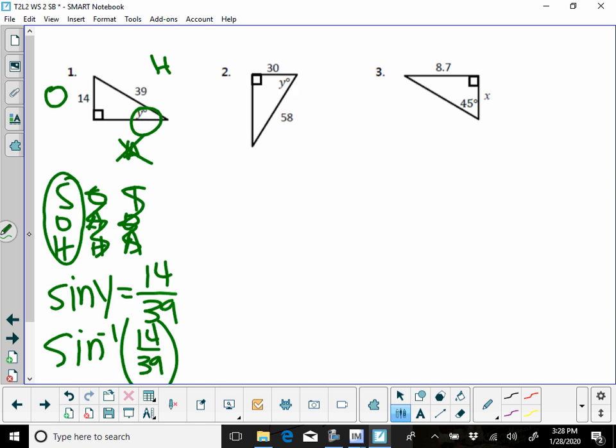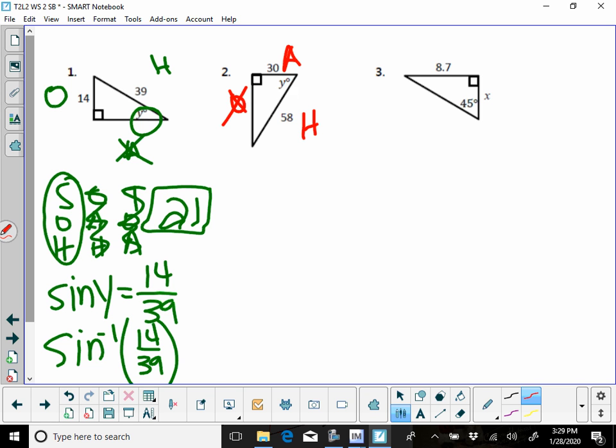Okay, and the directions told you to round to the nearest degree for angles, and tenth for length. So we're going to round that to 21 degrees for y. All right, so that's the same way you're going to do number 2. Just make sure you set up, if this is your angle, this is your hypotenuse, your adjacent. So this time you don't have opposite. So when you set it up, make sure you choose the correct trig function.